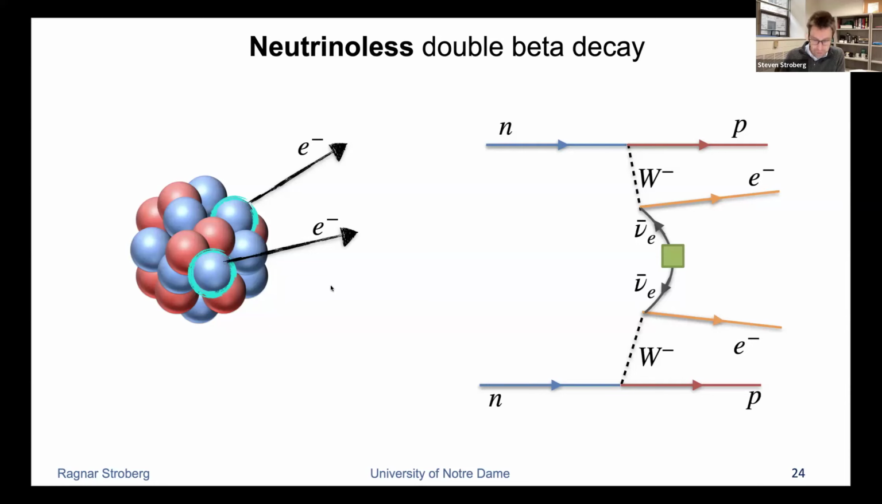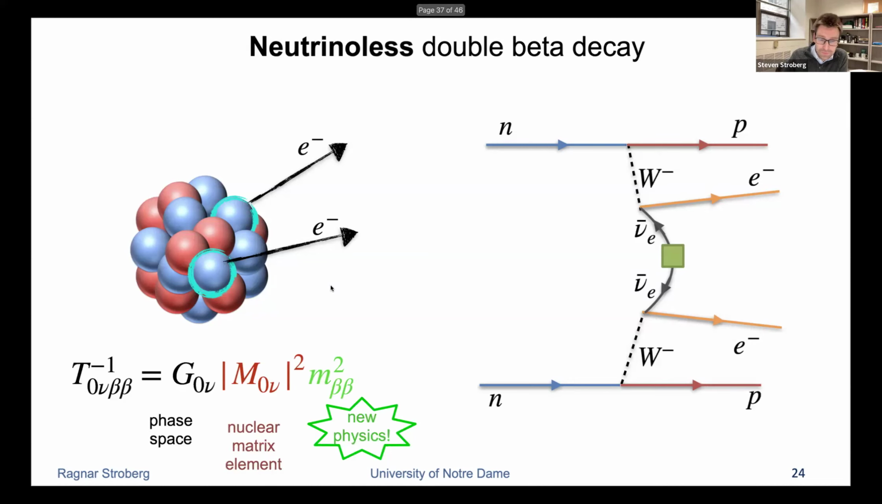So this would be a distinct signal. And this would be a pretty cool thing, because it would tell you lots of stuff already. Basically, it would tell you the lepton number is violated. It would tell you that neutrinos are Majorana particles. And it would also give you a handle on the neutrino mass through this expression here.